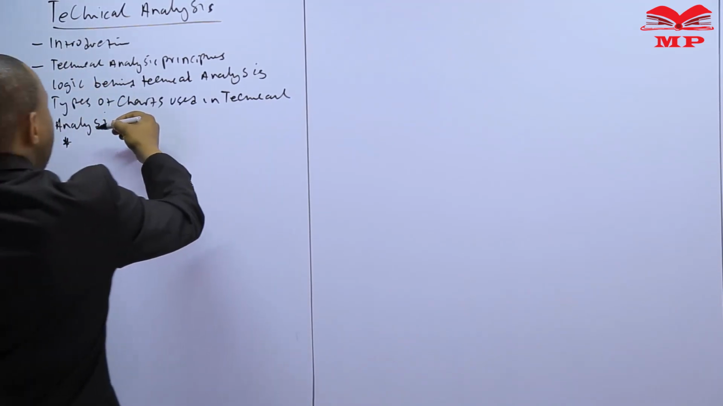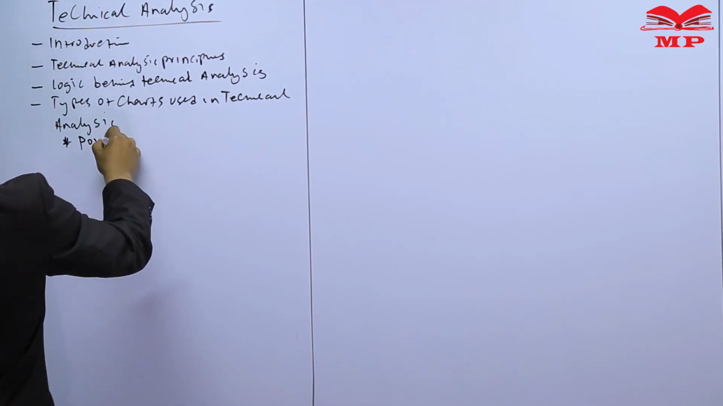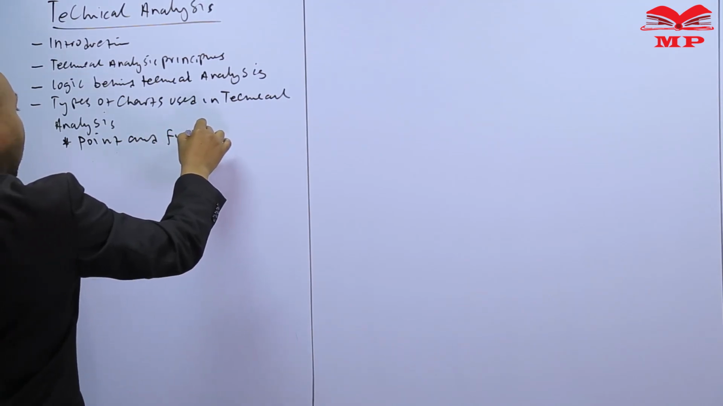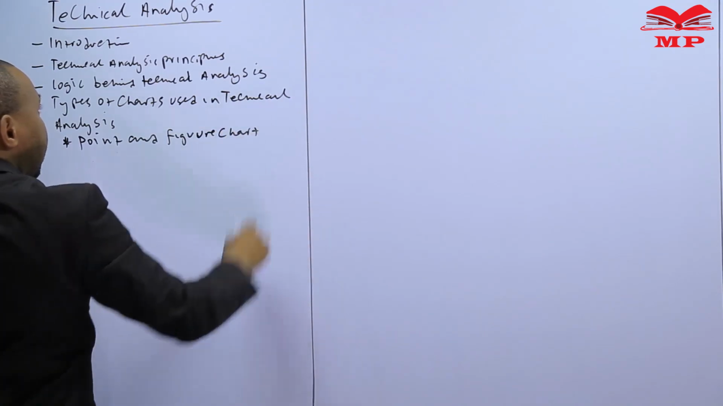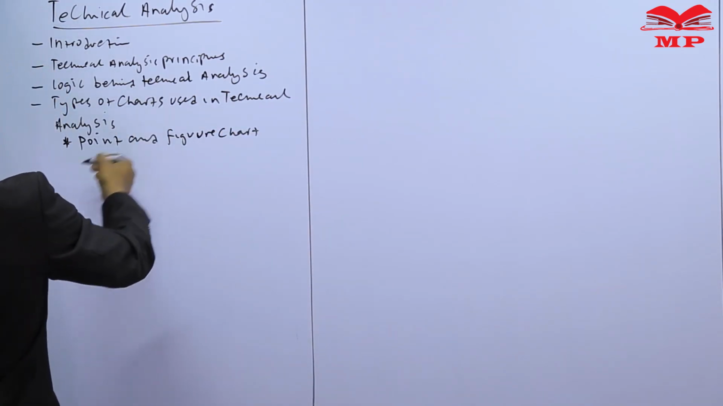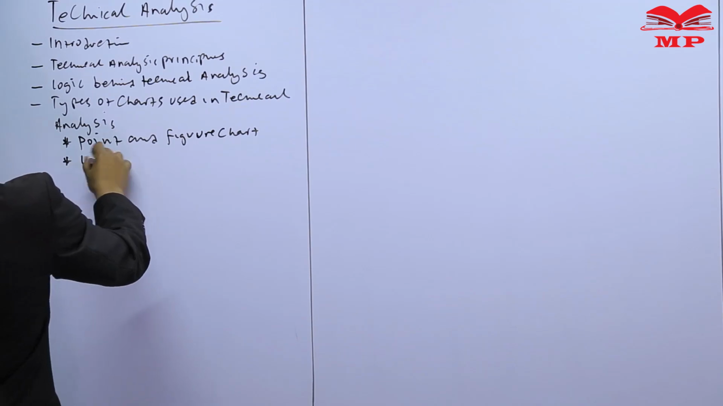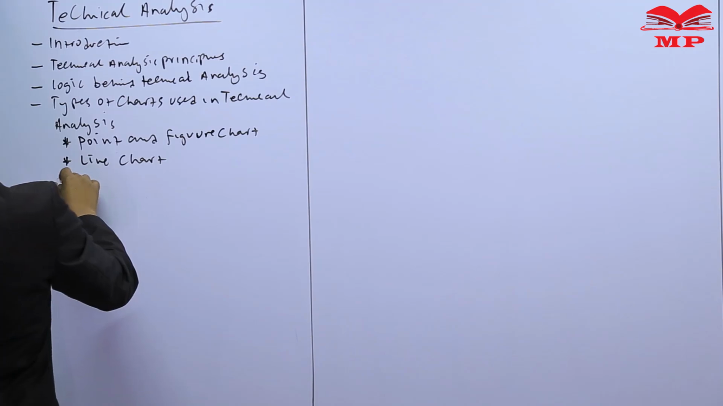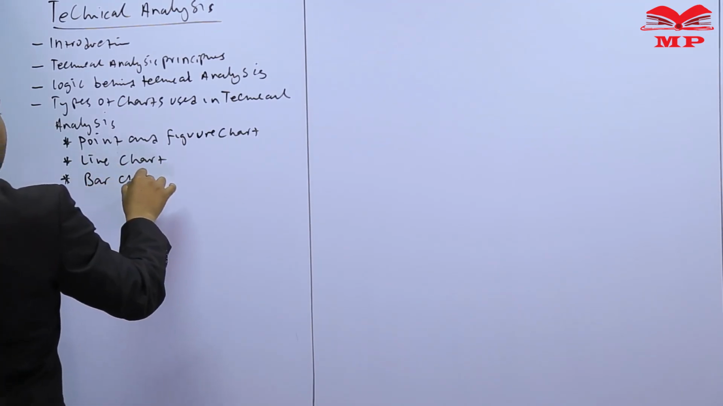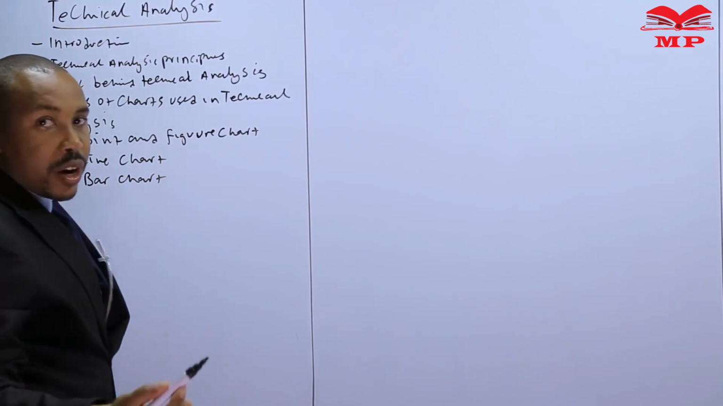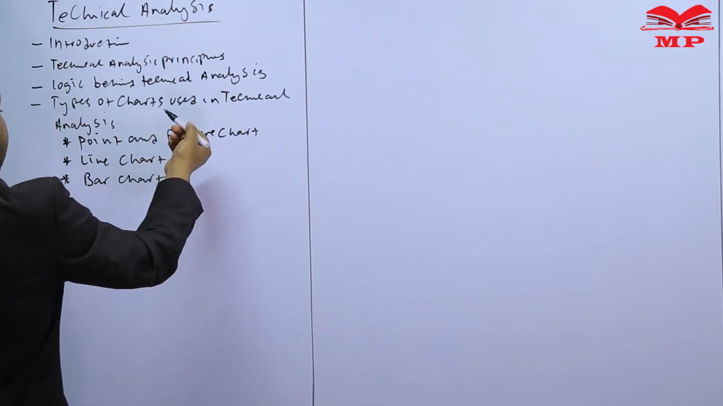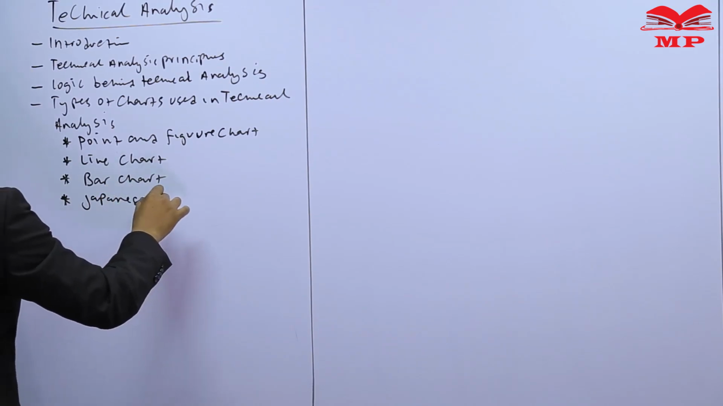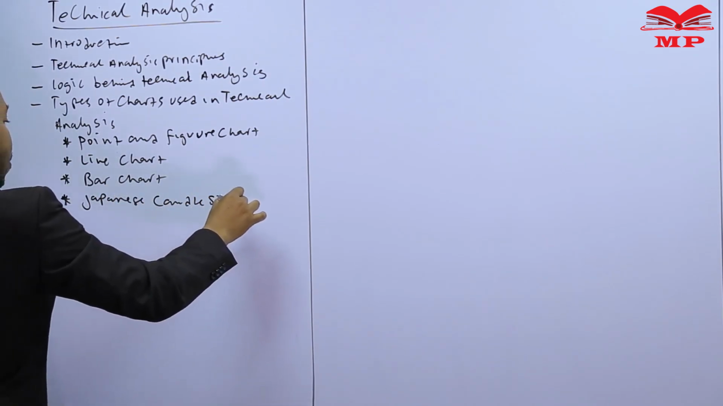We will start by looking at the point and figure chart. Then we will look at the line chart. We'll move ahead and look at the bar chart as well. And then we will finalize by looking at the Japanese candlesticks.